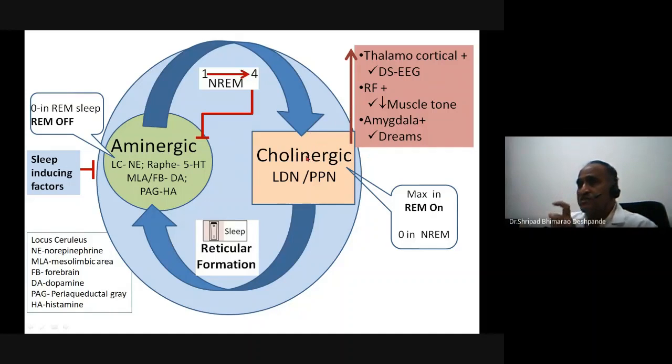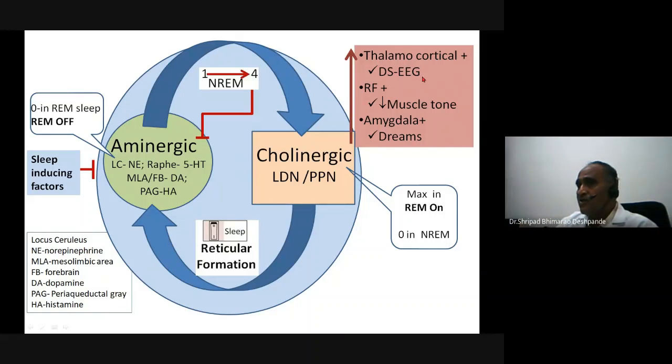This cholinergic activity is the switch for the REM. So this is the REM on switch, and this is a cholinergic activity which is present in the lateral dorsal nucleus and pedunculopontine nucleus, or neurons. They are turned on when it reaches stage 4 of the NREM. And these cholinergic neurons, what do they produce?